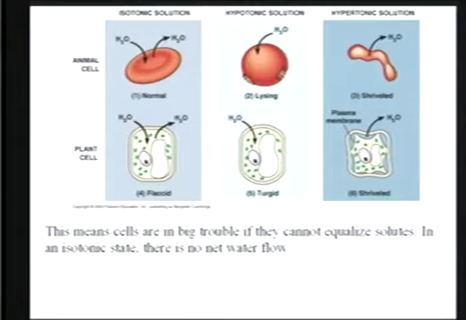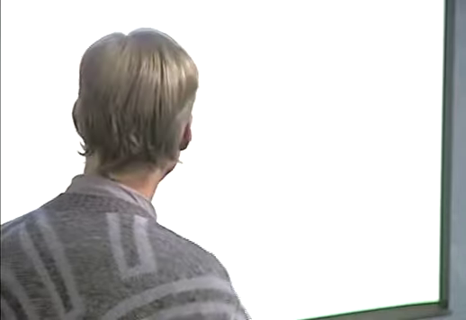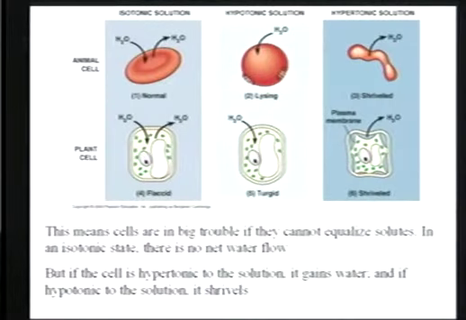For a plant cell, this is an equally disastrous situation. It shrivels, and the plant wilts. Notice that the plasma membrane, the cell membrane, is attached at certain points to the cell wall, so it doesn't completely pull away. But it does shrivel, so you get open air spaces between the membrane and the wall. So if the cell is hypertonic to the solution, it gains water. If it's hypotonic to the solution, it loses water.